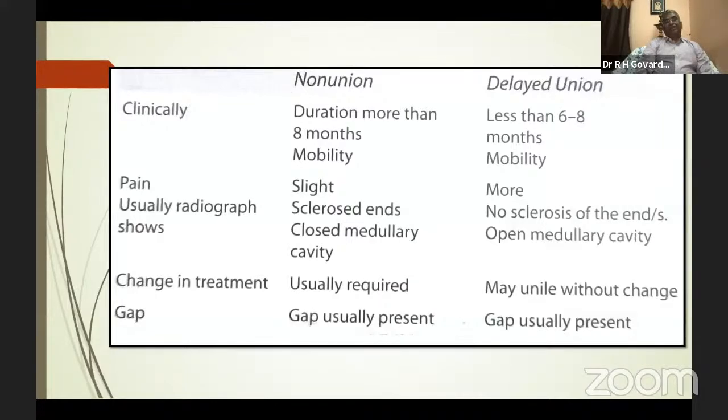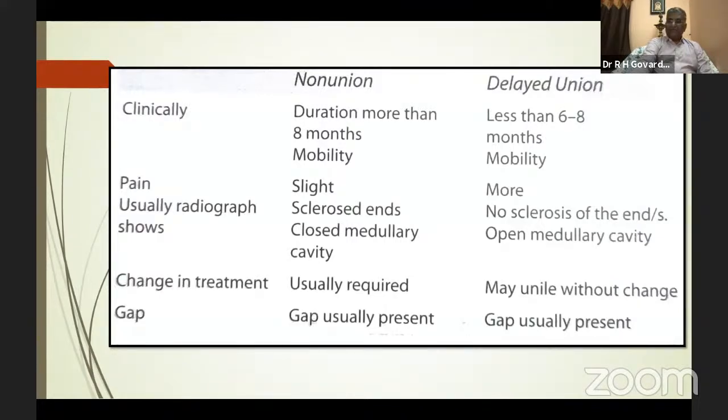Radiographs: sclerosis of the ends with a closed medullary cavity is seen in non-union, whereas in delayed union the medullary cavity is still open and the ends are not sclerosed. Is there any need for change of treatment? Usually required for non-union, while a delayed union may unite without change. Gap may be present in both.